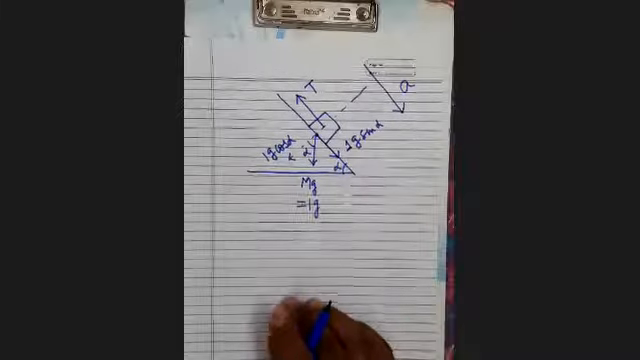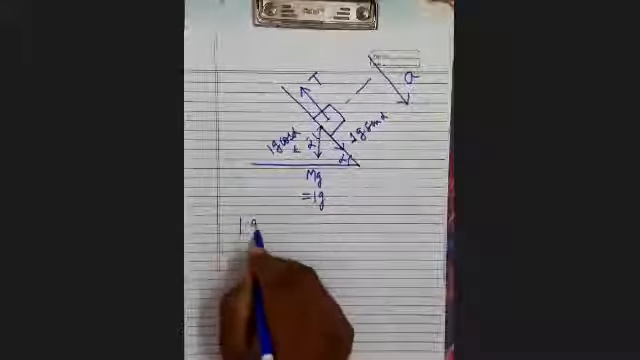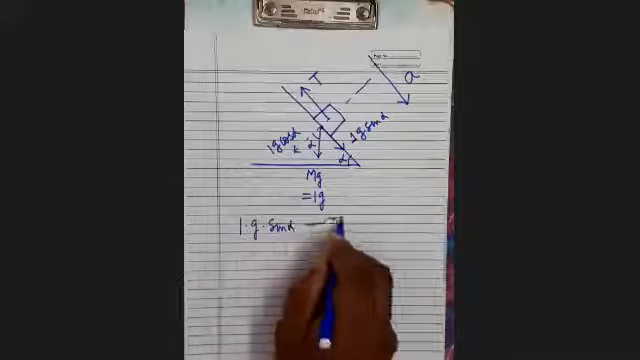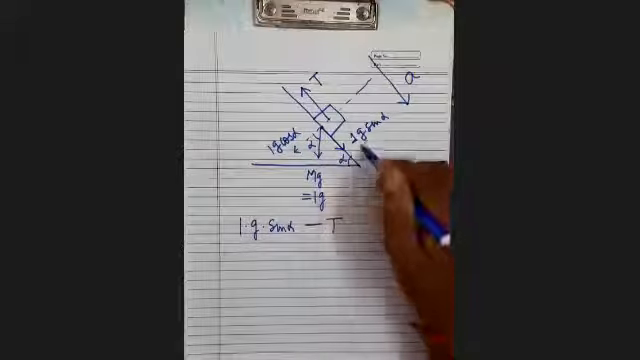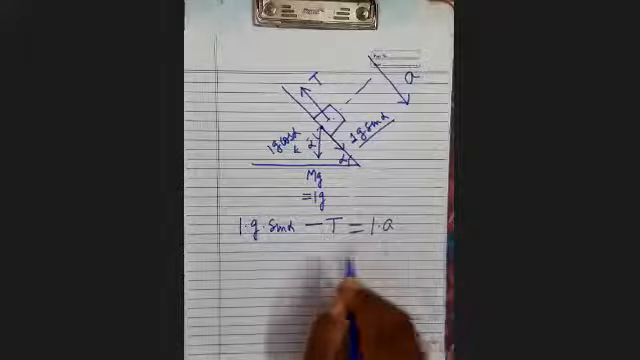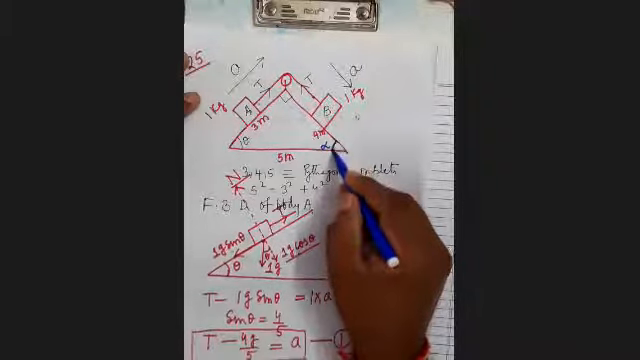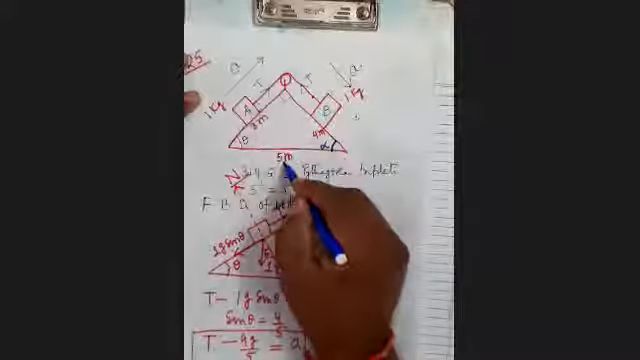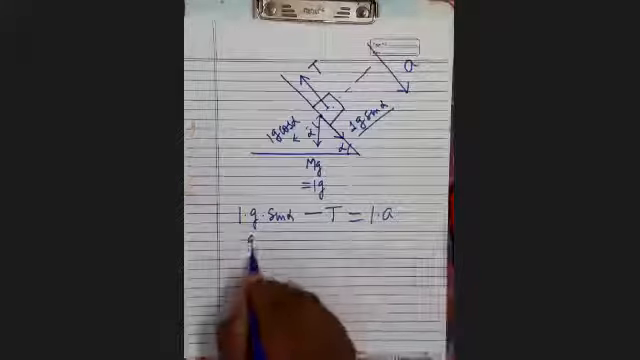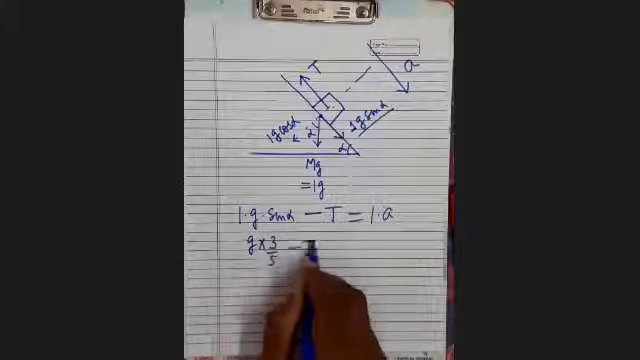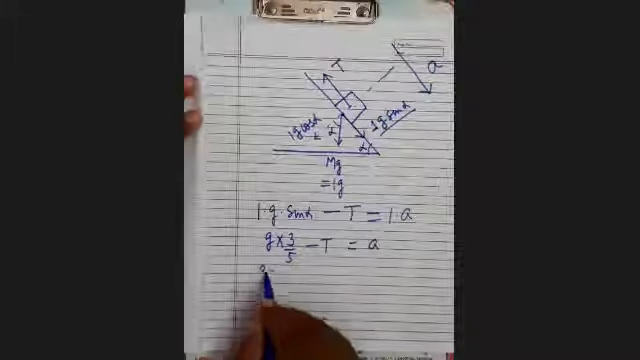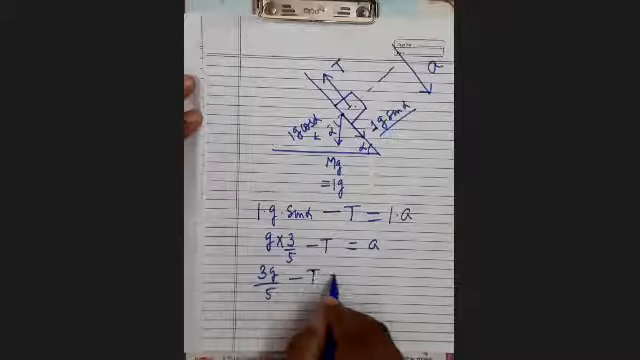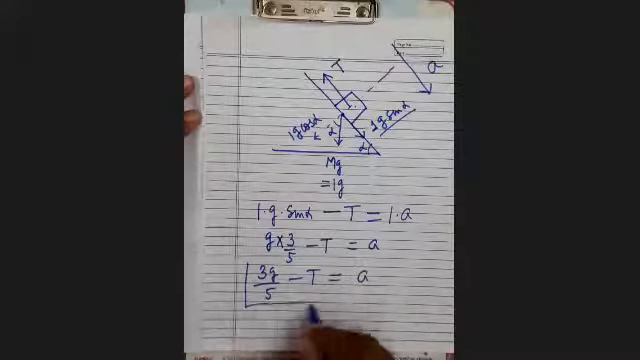So what will be the equation of motion? It will be 1 into g sin alpha minus T, equals its mass into its acceleration, 1 into A. Moving down, therefore this will be bigger and this will be smaller. What will be sin alpha? From here you can get sin alpha equals perpendicular upon hypotenuse, that is 3 upon 5. So 3g upon 5 minus T equals A. This is the second equation.